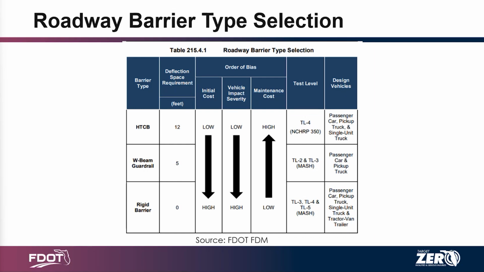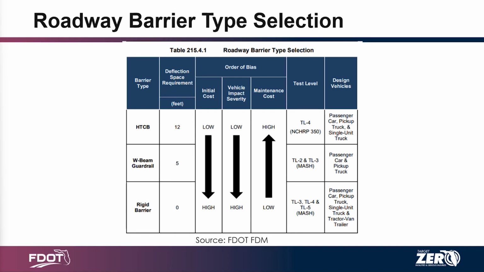Depending on what object you're trying to avoid and how much right-of-way or clear zone you have, that will help you decide which barrier type. But keep in mind, a cable barrier is cheaper, followed by a concrete barrier, which is more expensive. And what is that maintenance cost? A cable barrier is going to have a higher maintenance cost compared to a rigid barrier.